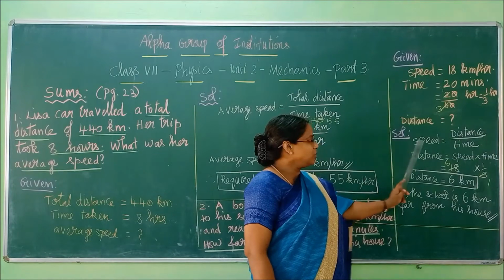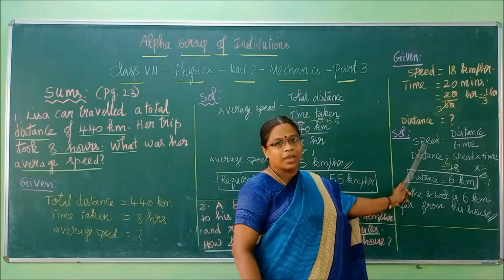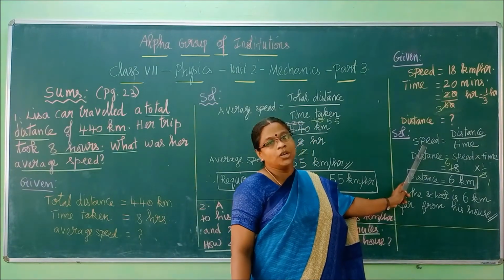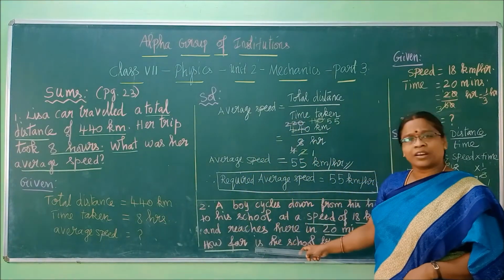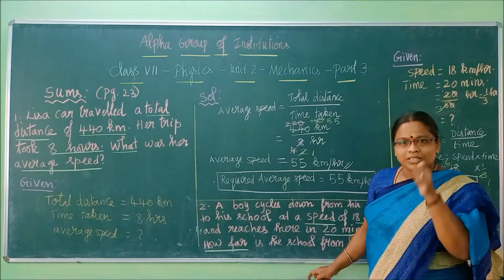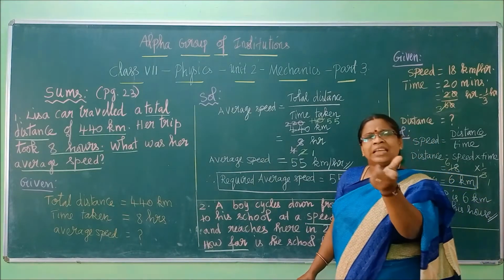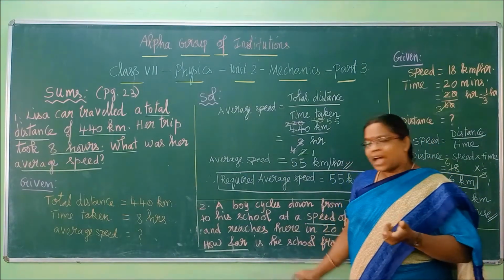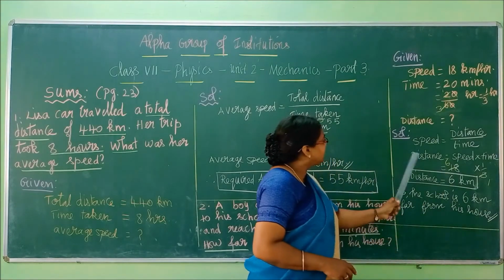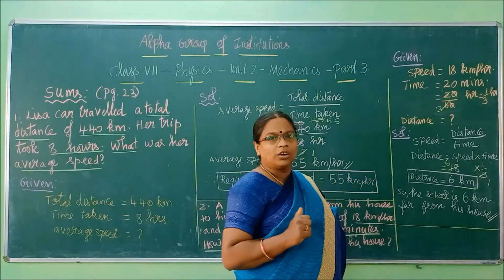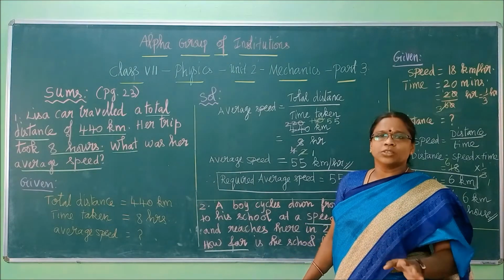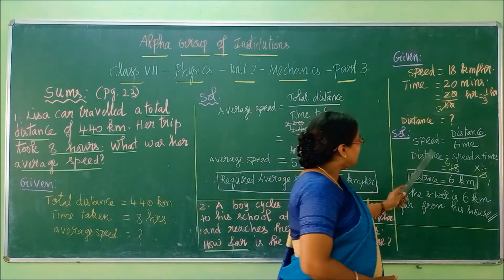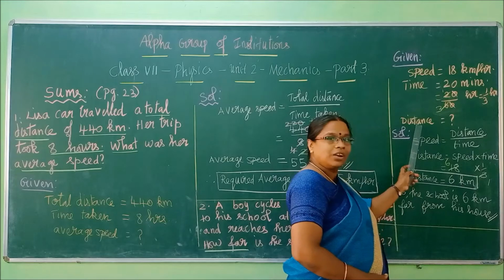Now solution. Main formula. What is the basic formula? Speed is equal to distance by time. That is what they have asked here. How far? How far means what? What is the distance? If this is an indirect word, you cannot ask ma'am, they have not given distance here. It cannot be in a straight word. Indirectly also they can ask. So what is the formula? The distance only we are going to find.